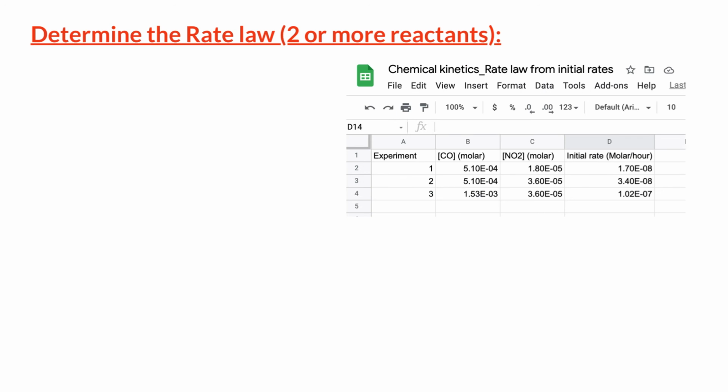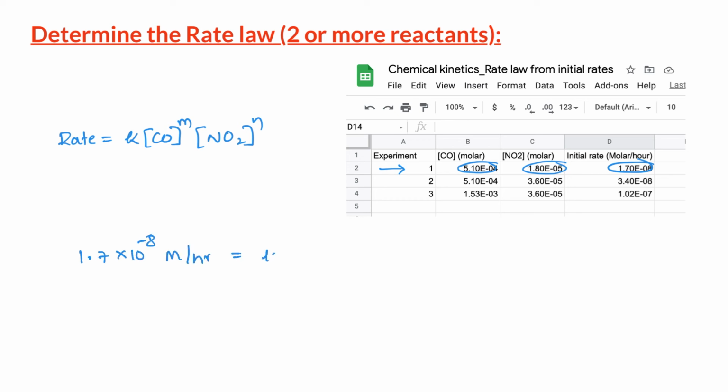If we substitute the values of concentrations and rate from experiment 1 into the general form of the rate law, we get 1.7 times 10 to the minus 8 molar per hour is equal to K times 5.10 times 10 to the minus 4 raised to the power m times 1.8 times 10 to the minus 5 raised to the power n. Let us call this equation 1.